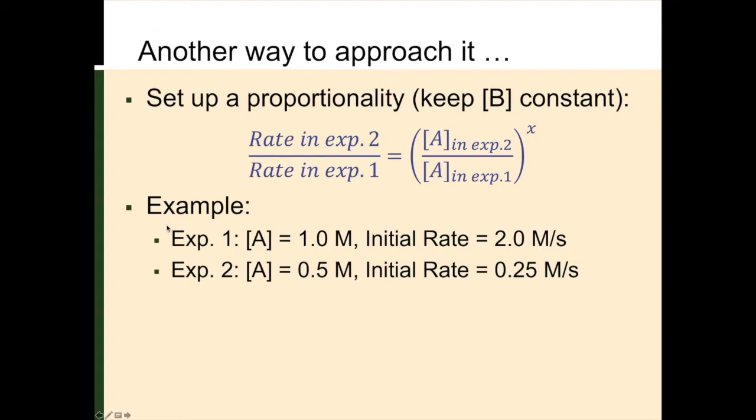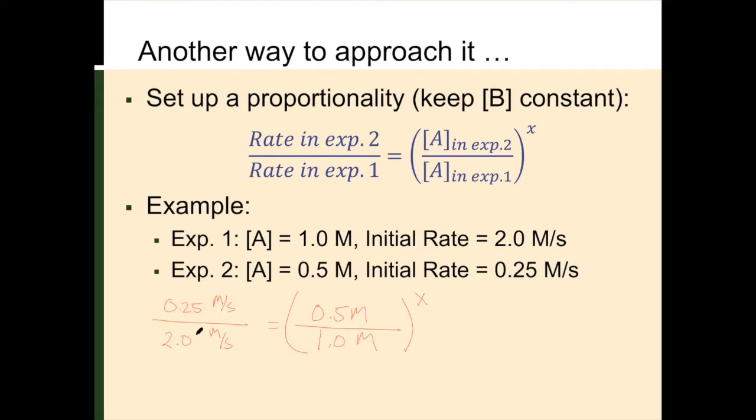All right, so now let's just do an example. We're going to apply this equation to this setup. The rate in experiment 2, as you can see, is 0.25 molarity per second. The rate in experiment 1 is 2.0 molarity per second. And that's equal to the concentration of A in experiment 2, so that would be 0.5 molar, over the concentration of A in experiment 1, so 1.0 molar. And all of that is raised to this power of x, okay?